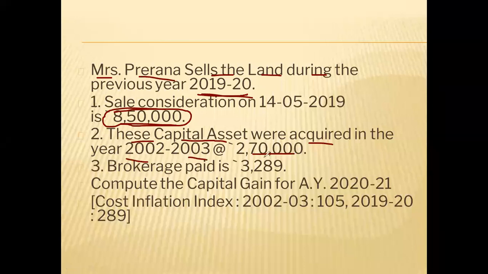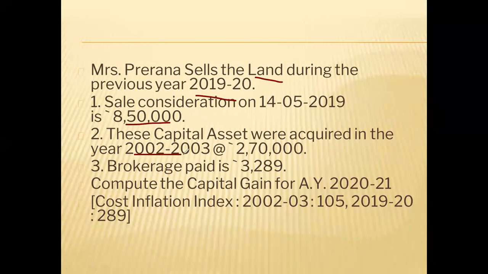So she purchased the land for 2,70,000 in which year? 2002-3. Brokerage paid is 3,289. What we have to calculate? We have to calculate the capital gain for assessment year 2020-21. Understood this question? Simple question. Prerana sold the land in 19-20 for 8,50,000, purchased in 2002-3 for 2,70,000. Other expenses is 3,289. Capital gain we have to calculate.